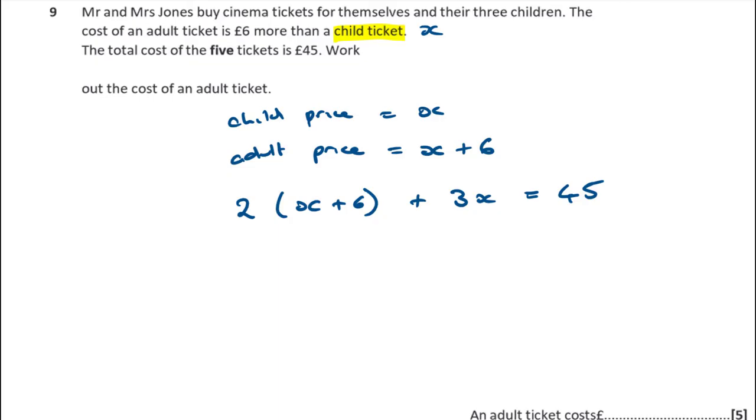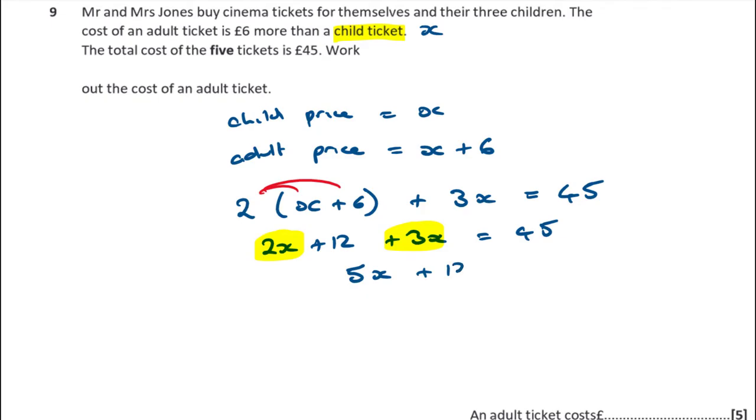Now I've got some brackets here, so probably a good idea to multiply those out first. So 2 lots of X is 2X. Don't forget to multiply the 6 by 2 as well. 2 times 6 is 12. So I've got 2X plus 12 plus 3X is equal to 45. So I'm going to collect the like terms together. I've got a term in 2X and a term in 3X. So adding those together, I'm going to get 5X plus 12 equals 45.